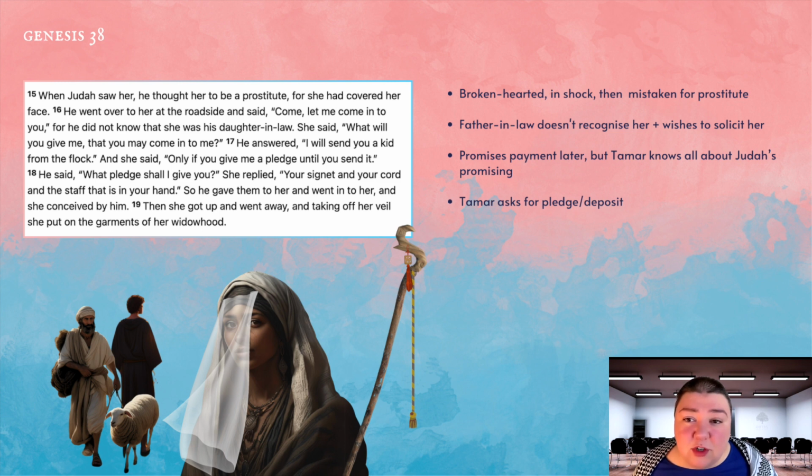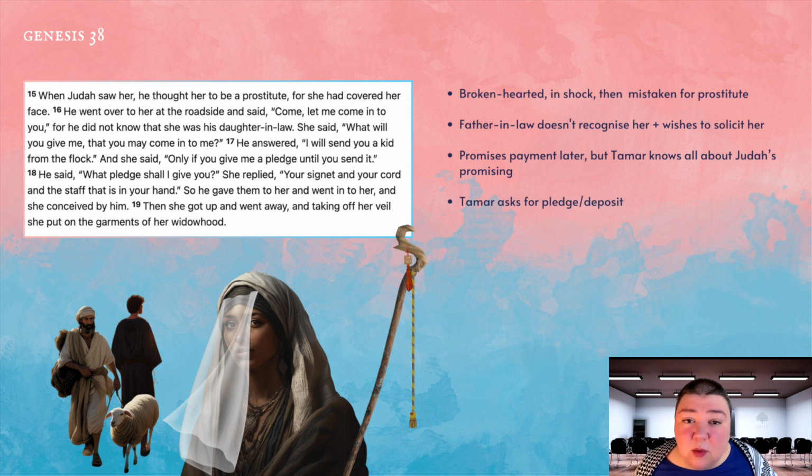He went over to her at the roadside and said, "Come, let me come into you," for he did not know that she was his daughter-in-law. She said, "What will you give me that you may come in to me?" He answered, "I will send you a kid from the flock." And she said, "Only if you give me a pledge until you send it."